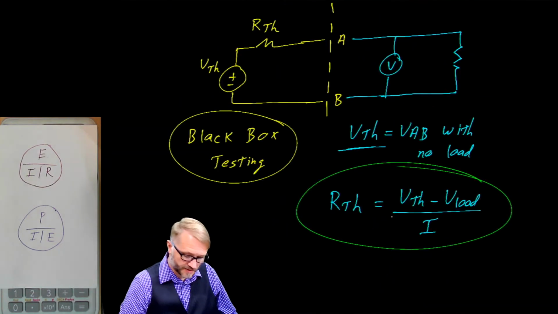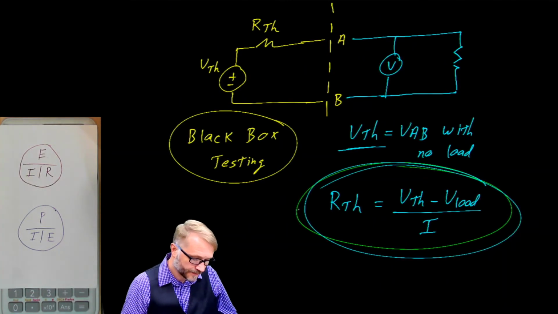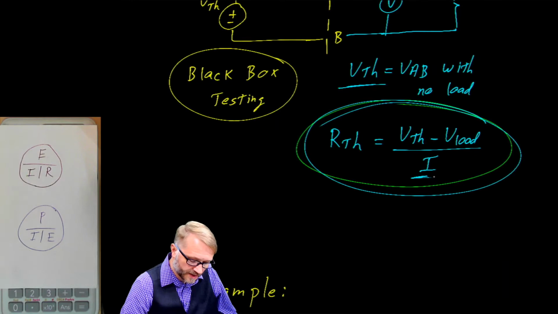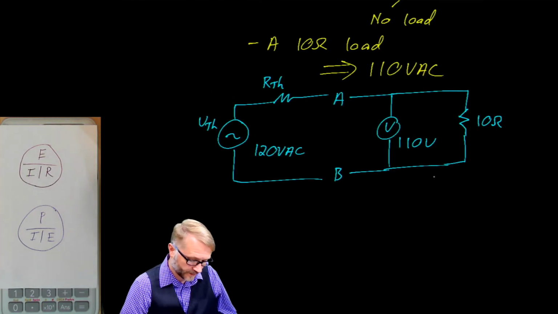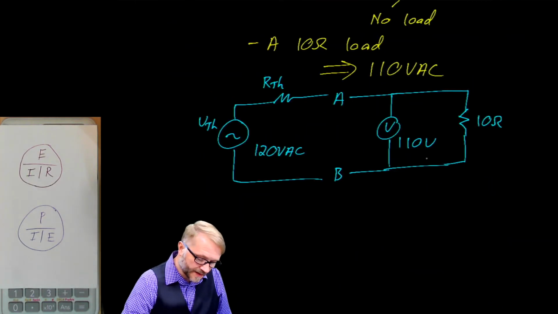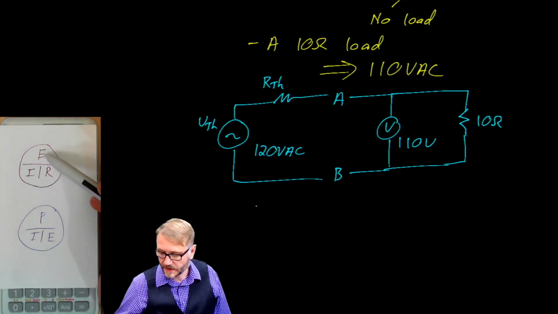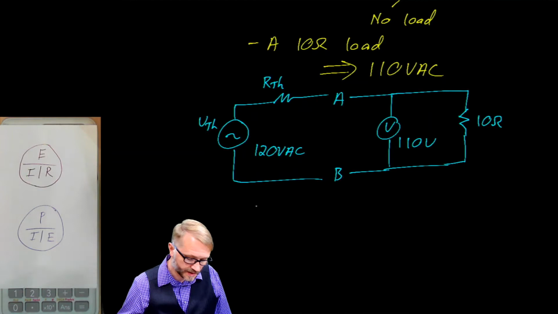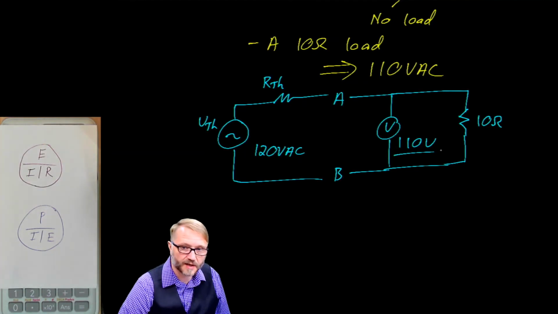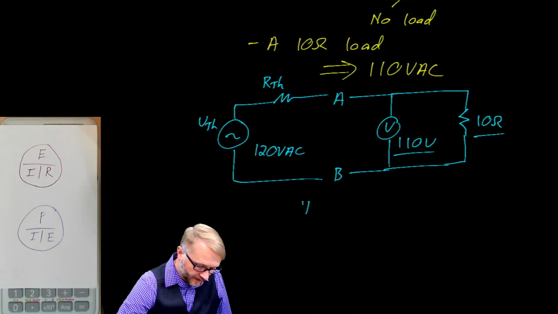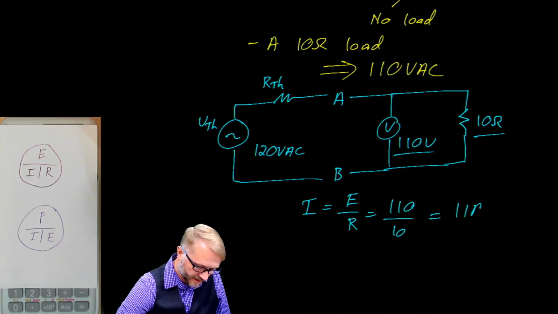We're going to use this equation right here. In order to use that, we need to know what the current is. And we can calculate that quite easily. In Ohm's law, if we wanted to know the current, it's a voltage divided by resistance. In this case, we know there's 110 volts when there's a 10 ohm load. So our current is E over R, which is 110 over 10, which gives us 11 amps.